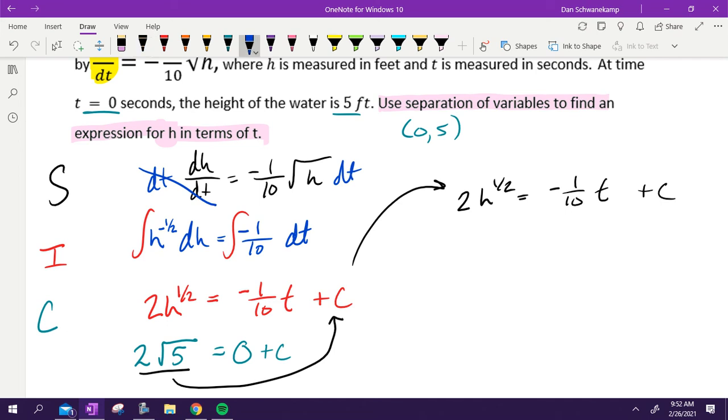I want to solve. Not plus c. Plus 2 root 5. Now we're going to solve. What did you do next?